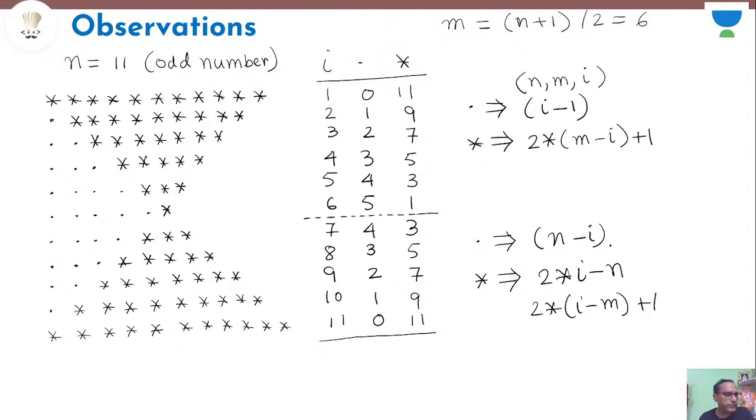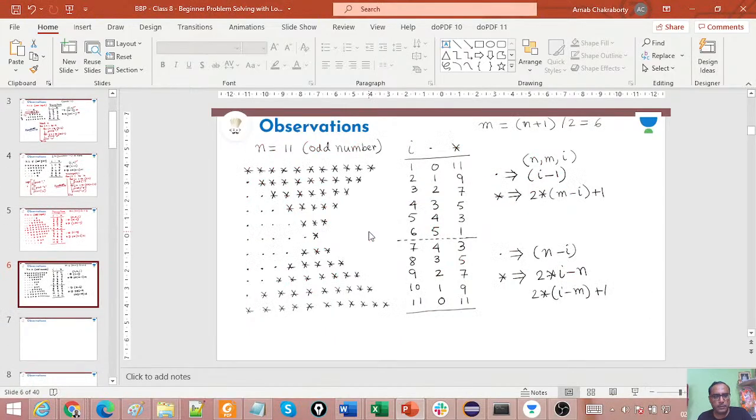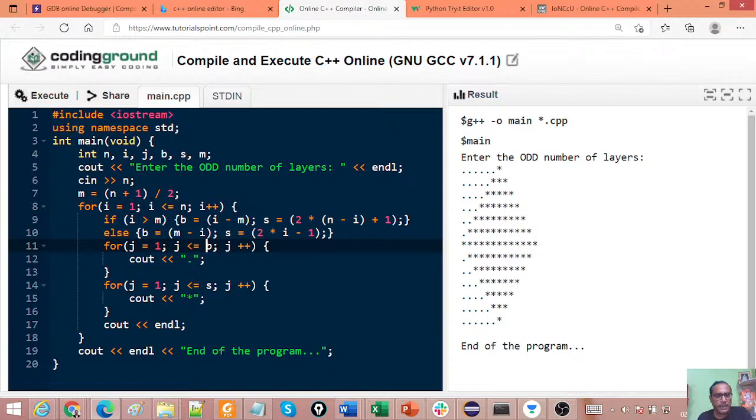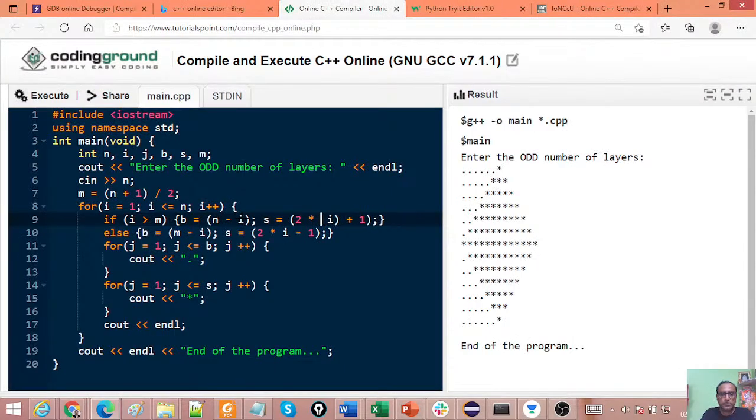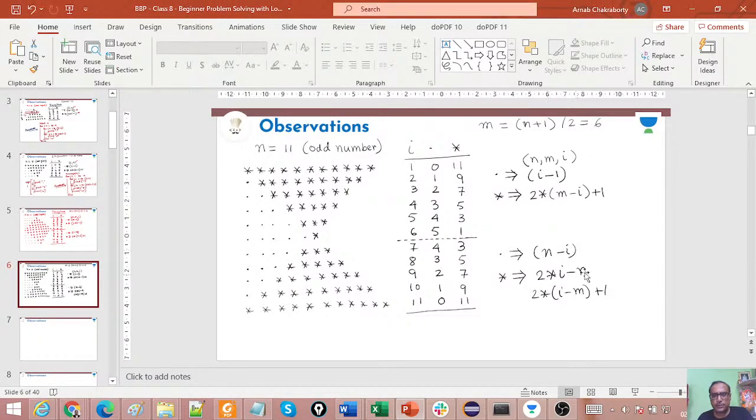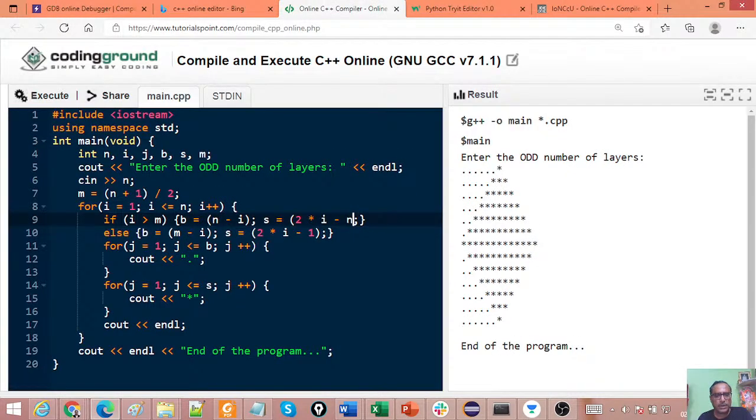So now my logic is ready. I shall have to code it. Yes, Krishna, right, very good. So now I shall have to write it. Lower half is actually n minus i and 2 star i minus n. So n minus i and 2 star i minus n.